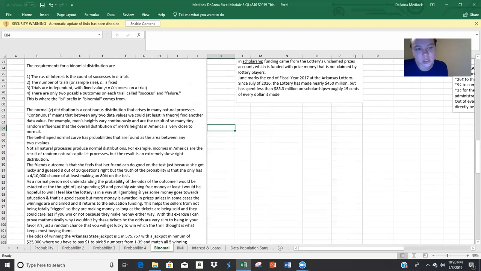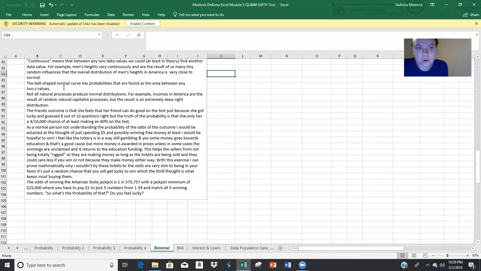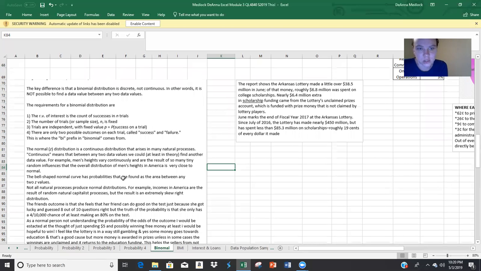The normal Z distribution is a continuous distribution that arises in many natural processes. Continuous means that between any two data values, we could, at least in theory, find another data value. For example, men's heights vary continuously and are the result of so many tiny random influences that the overall distribution of men's height in America is very close to normal, which we've done on a previous Excel report. The bell-shaped normal curve has probabilities that are found as the area between any two z-values. So that's the two plots.